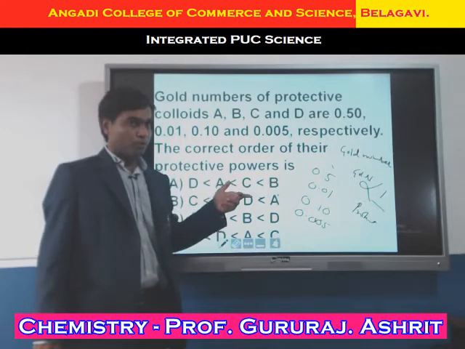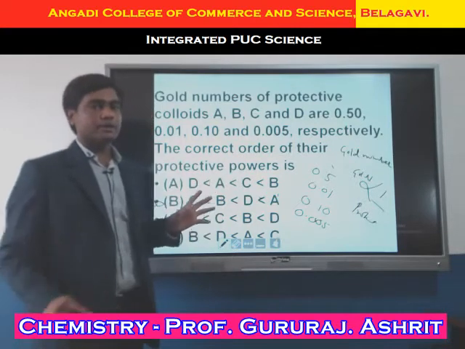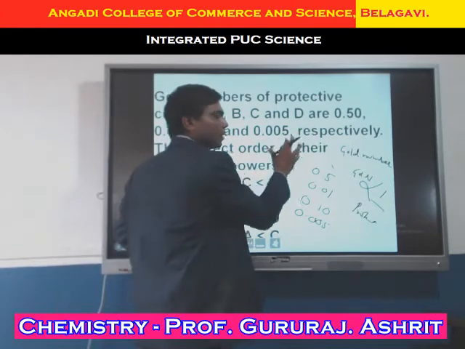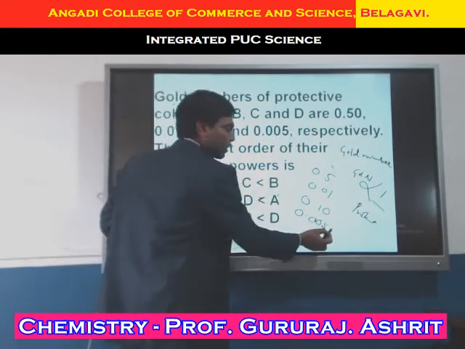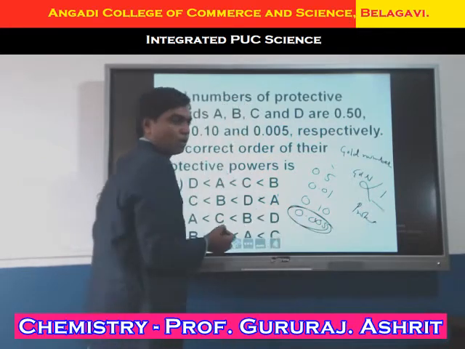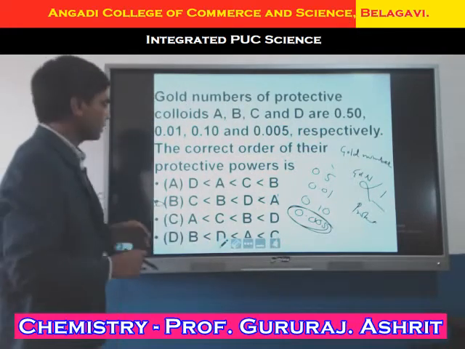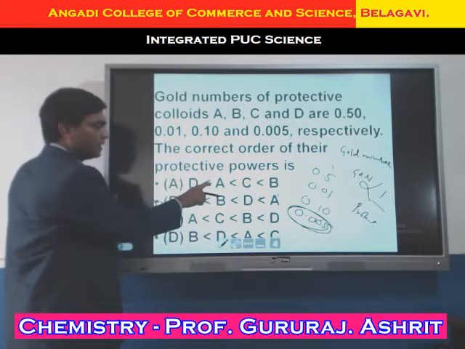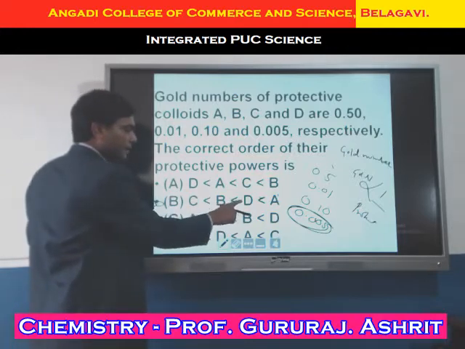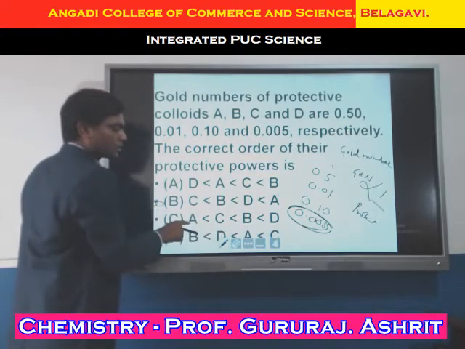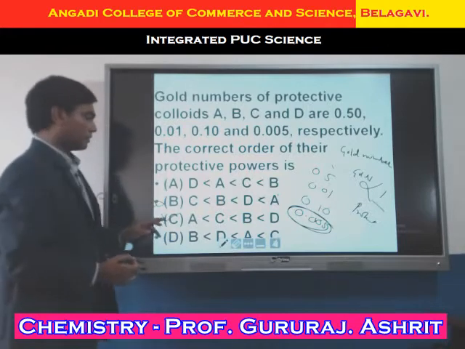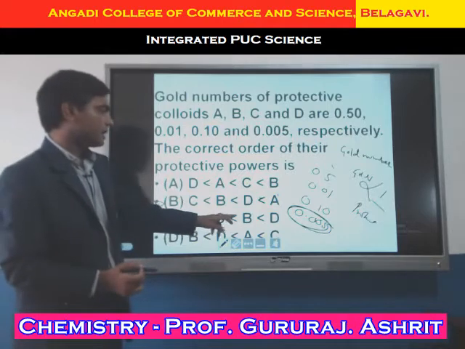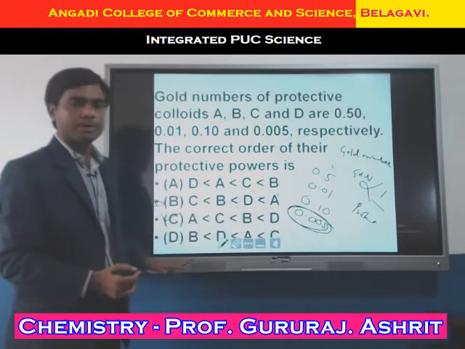In all the four solutions, whose value is less will have the more protective power. Hence, whichever has the low value, you have to keep it first. D has the lowest value, hence it comes first. In this you have to search where D is. Here D option is there, but D is less than A. Here B is less than D, and here all the options are given. So our correct answer is C, where D is less than B, and A is less than C. Wait: the order is A less than C less than B and less than D. This will be the option.